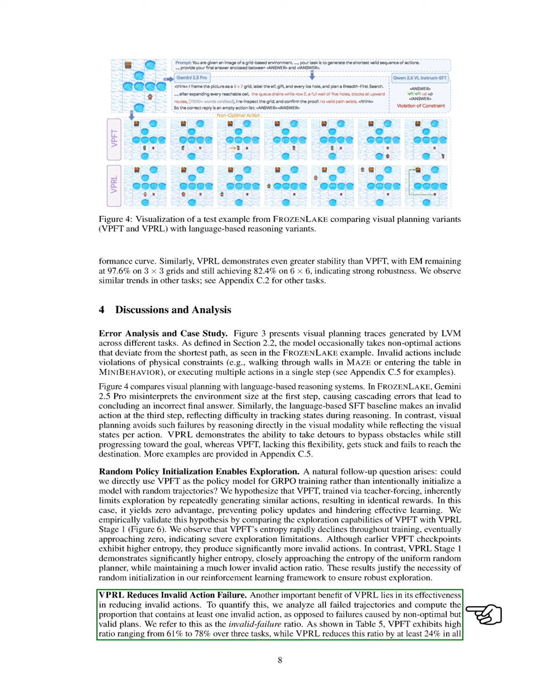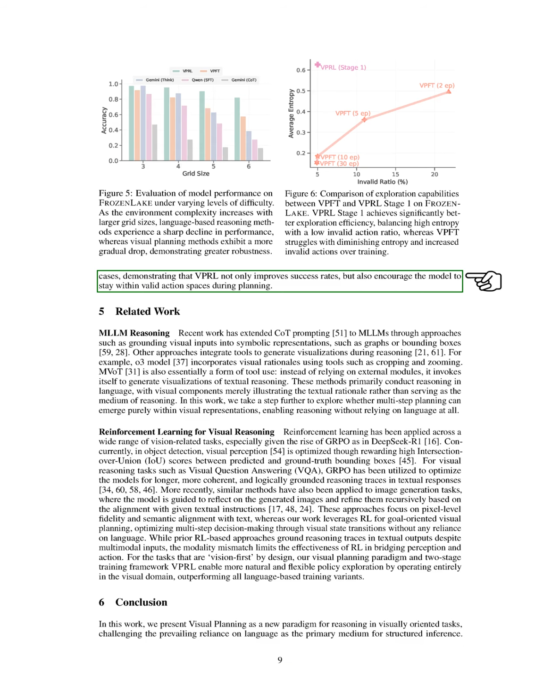Another key advantage of VPRL is its ability to reduce invalid actions. We analyze failed trajectories and calculate the proportion that includes at least one invalid action, which we call the invalid failure ratio. Our results show that VPFT has a high ratio, ranging from 61% to 78% across 3 tasks, while VPRL reduces this ratio by at least 24% in all cases. This indicates that VPRL not only enhances success rates but also helps the model remain within valid action spaces during planning.